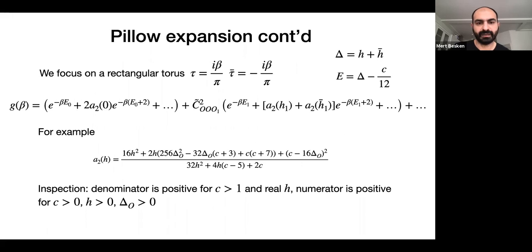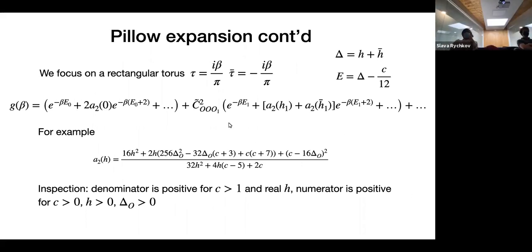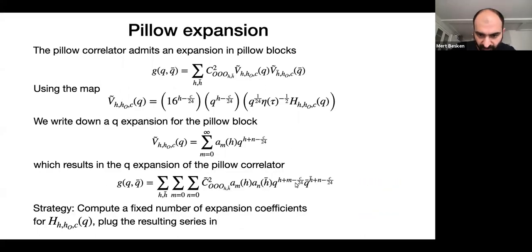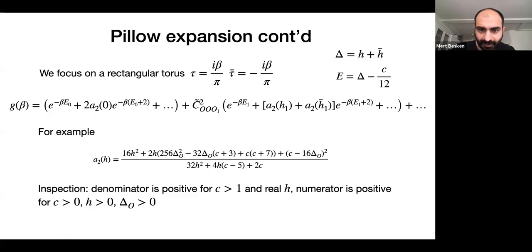Yes, so let's look at the pillow torus and focus on a rectangular torus. So parameterized, tau is i beta. This is because of the Z2, there's a pi here, not 2 pi. And tau bar is the complex conjugate. And I define this delta as the sum of the chiral dimensions as usual. And E always stands for this combination here. Then basically just writing this thing out at these rectangular torus values, you get this expansion.